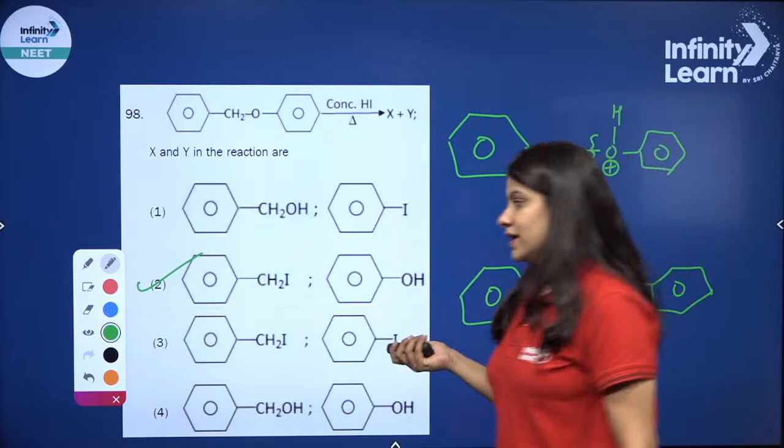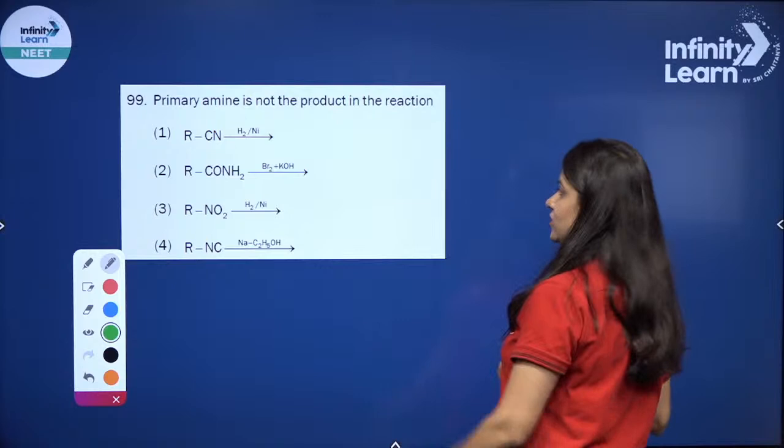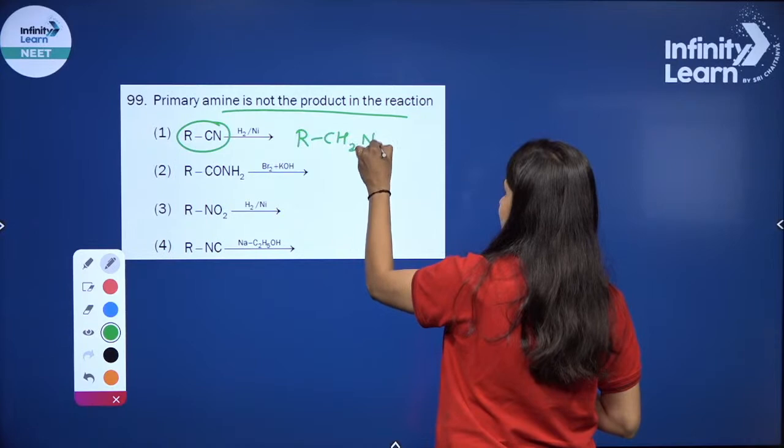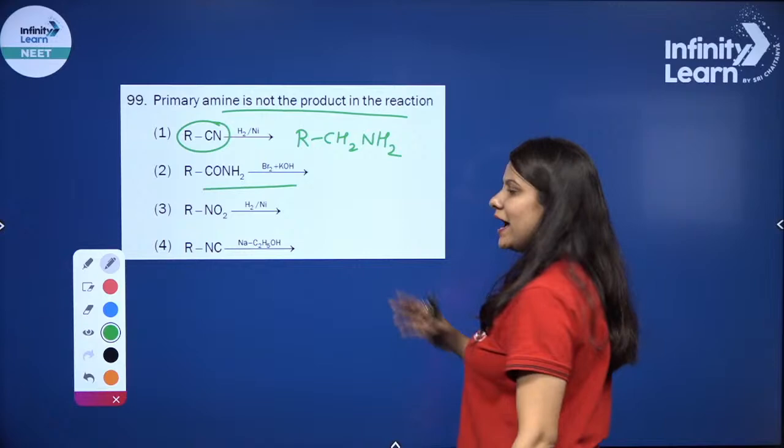So, let's move to the next question. Primary amine is not the product in the reaction. So, when I am doing the reduction of RCN, I get what? RCH2NH2, which is a primary amine. Br2KOH, a very common name reaction, Hoffman bromamide. So this will give me again primary amine.